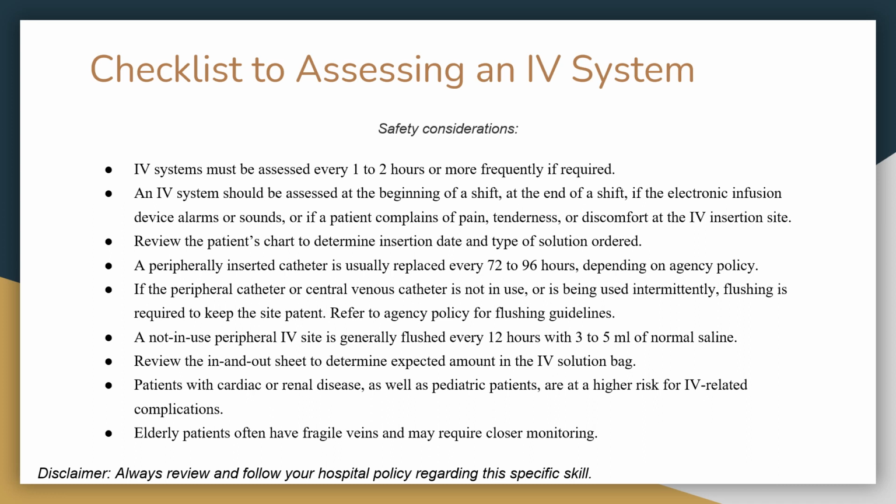A peripherally inserted catheter is usually replaced every 72 to 96 hours, depending on agency policy. If the peripheral catheter, or CVC, is not in use or is being used intermittently, flushing is required to keep the site patent or open. Refer to agency policy for flushing guidelines. A not-in-use PIV is generally flushed every 12 hours with 3 to 5 mL of normal saline.